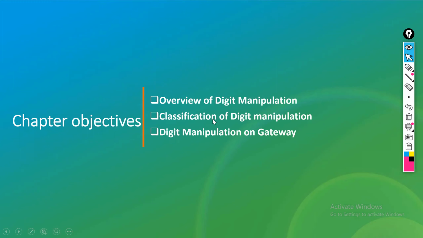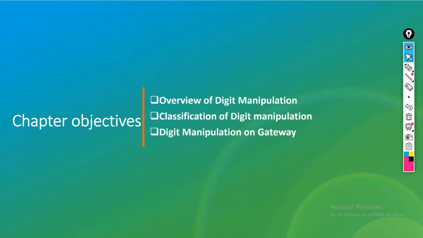Next, the classification of digit manipulation, meaning the different methods where we can apply digit manipulation. And next, digit manipulation on the gateway. Yes, we can manipulate digits on the gateway, and we can manipulate the digits on the CUCM. First, we are going to discuss call manager: how we can manipulate the numbers, what different options you have, and when you can manipulate the number. Then we'll get to the gateway part.